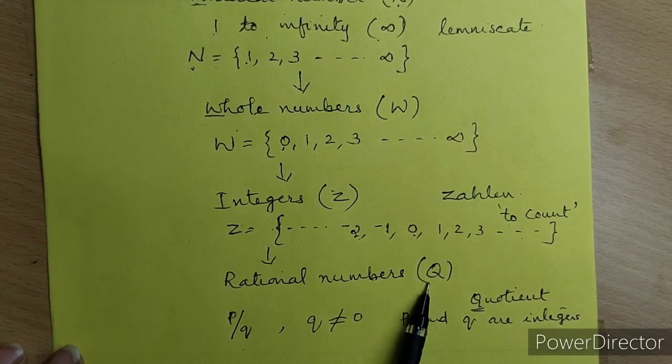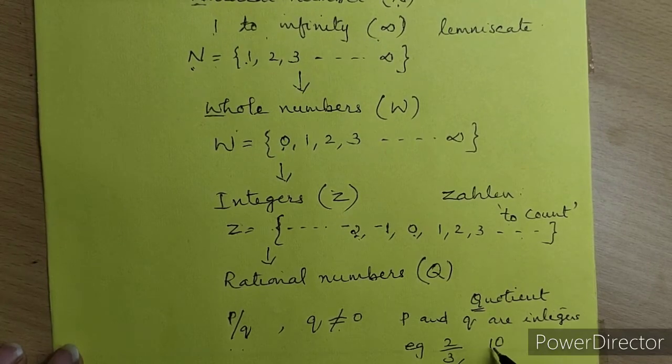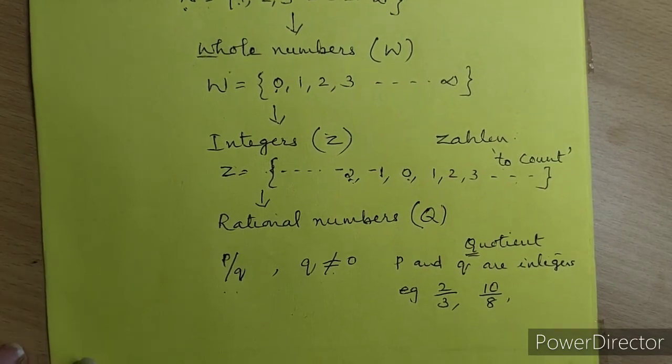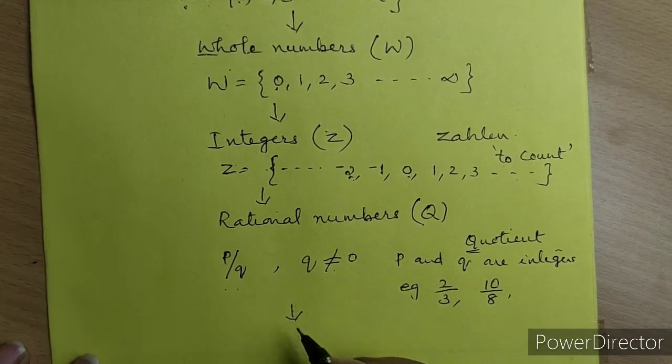So it is represented by Q, which can be written in the form P by Q, where Q is not equal to 0 and P and Q are integers. Examples: 2 by 3, 10 by 8. Any number in the P by Q form, you can consider it as a rational number. Next comes irrational numbers.